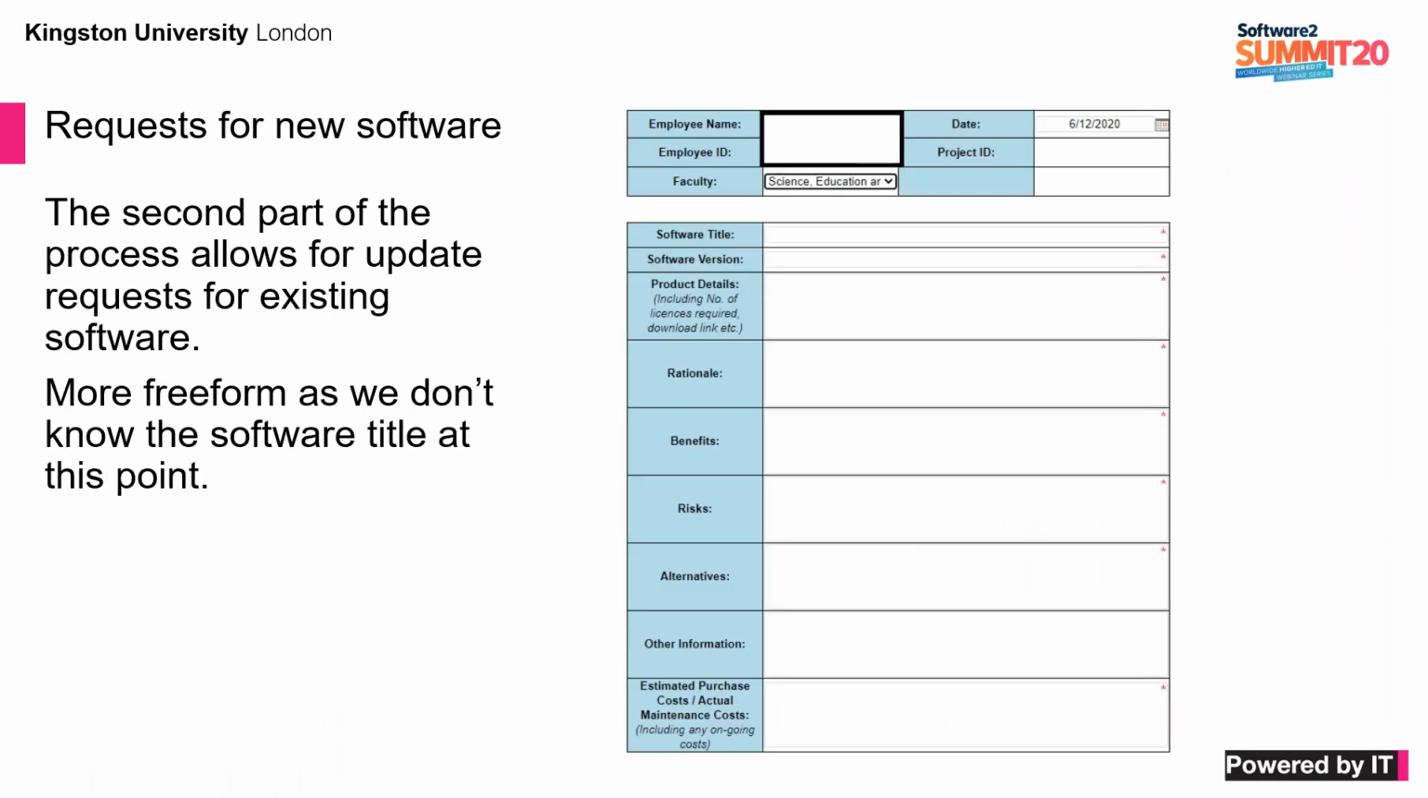Requests for new software, very similar. The form is obviously a lot more free form because we have absolutely no idea what the software title is at this point. So there are additional fields on there for product details, number of licenses required, any download links there might be, as well as costs and any alternatives that might be considered. So one of the first things that we look at there is, do we have any of the alternatives available already? So might we be able to supply a bit of software for this particular bit of teaching out of our existing software catalog? It might well be that that isn't suitable, but we'll try to do the best we can, and that way we constrain our software estate a little bit.